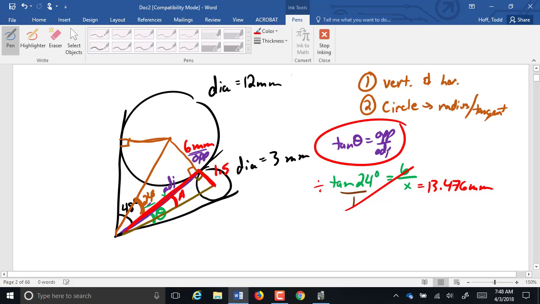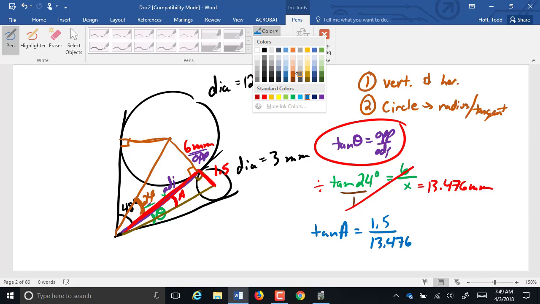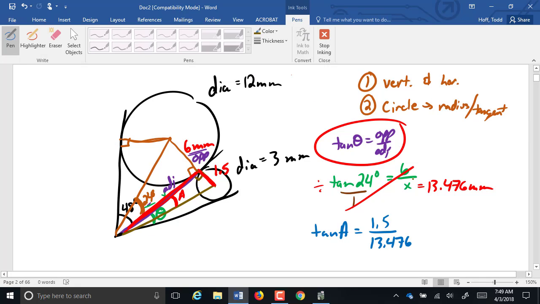Opposite and adjacent. So we're still dealing with tangent. We do not know the angle. The angle is A. Opposite is 1.5. And the adjacent, 13.476. Now, up here, we were looking for a side. So we did the cross multiply and divide.